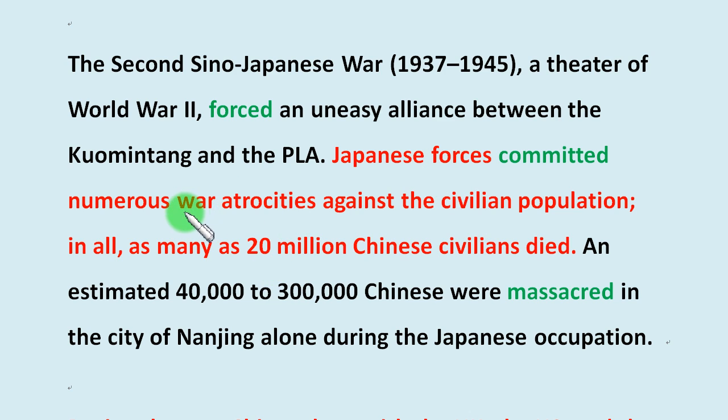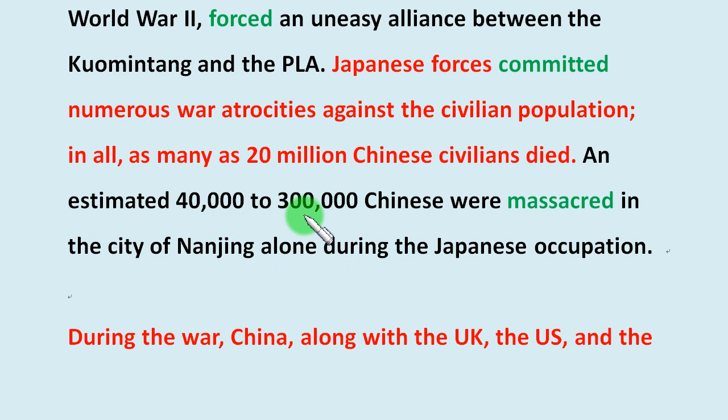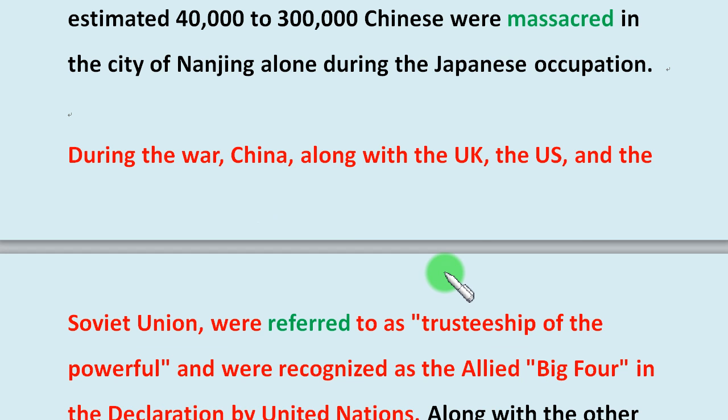Japanese forces committed numerous war atrocities against the civilian population. In all, as many as 20 million Chinese civilians died. An estimated 200,000 to 300,000 Chinese were massacred in the city of Nanjing alone during the Japanese occupation.